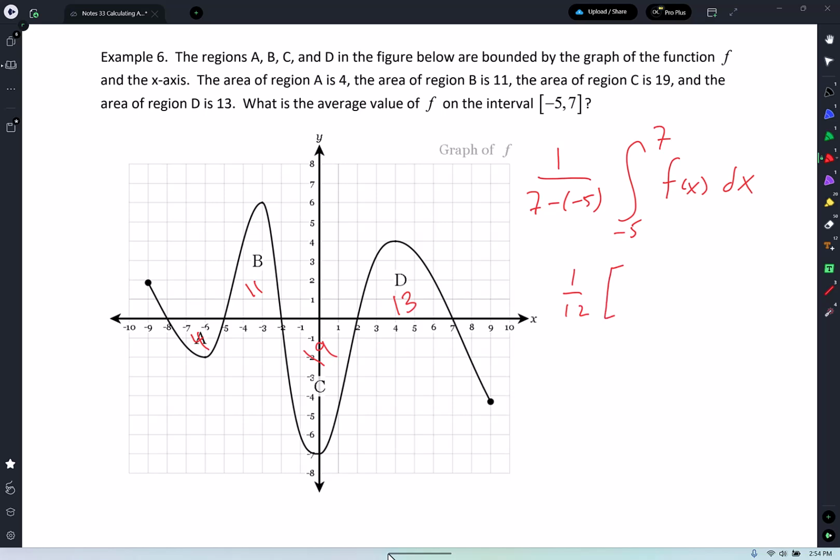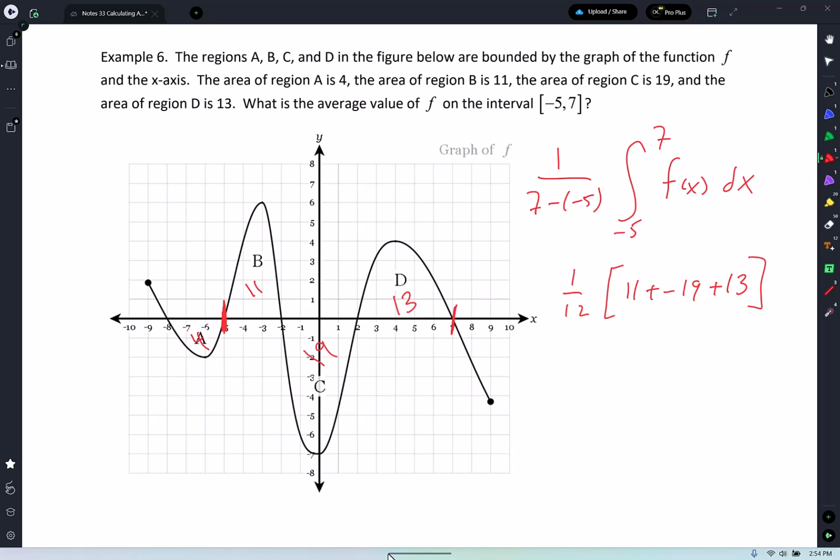Am I going too fast? Okay, let me slow down. Guys, integral from -5 to 7 just means area under the curve, signed area. We're talking about signed area. Here's -5, my start, and here's 7, my end. So I'm going to go 11 plus a -19 plus 13. Does everyone know why I've made the 19 negative? It's under the x-axis, so when I integrate, that's a -19.